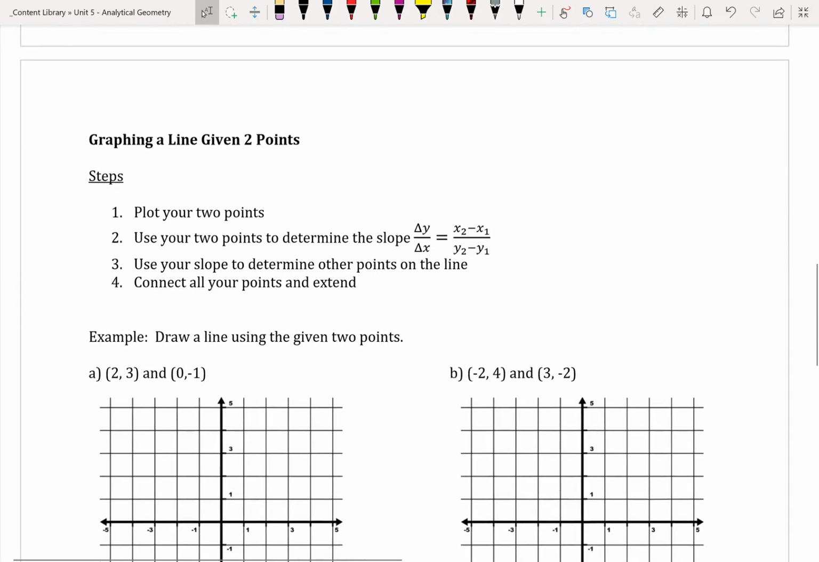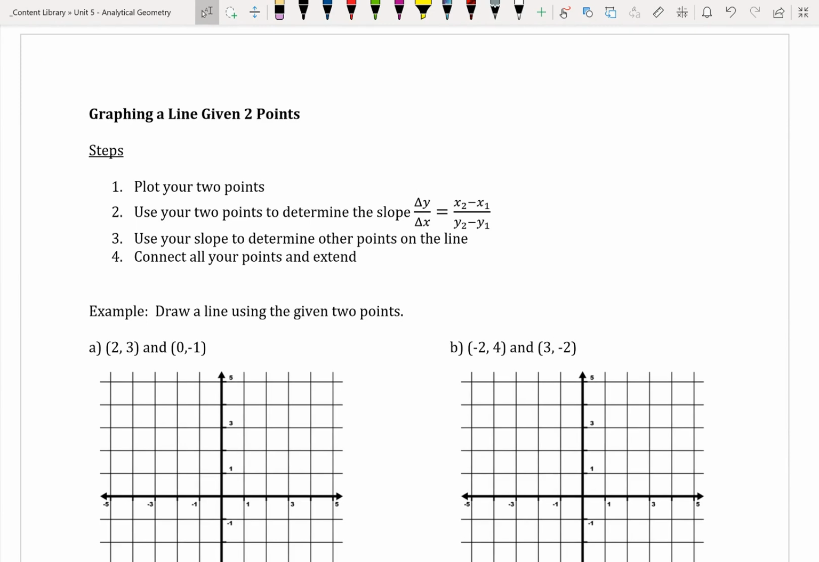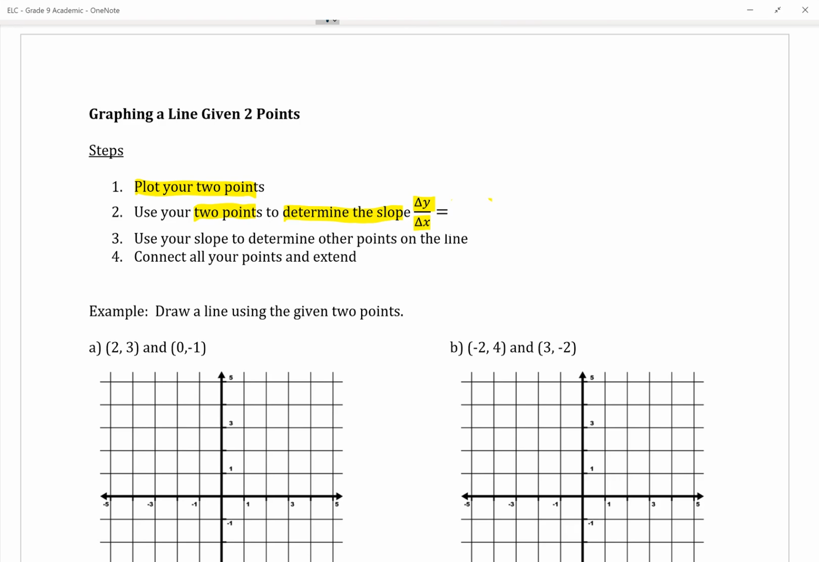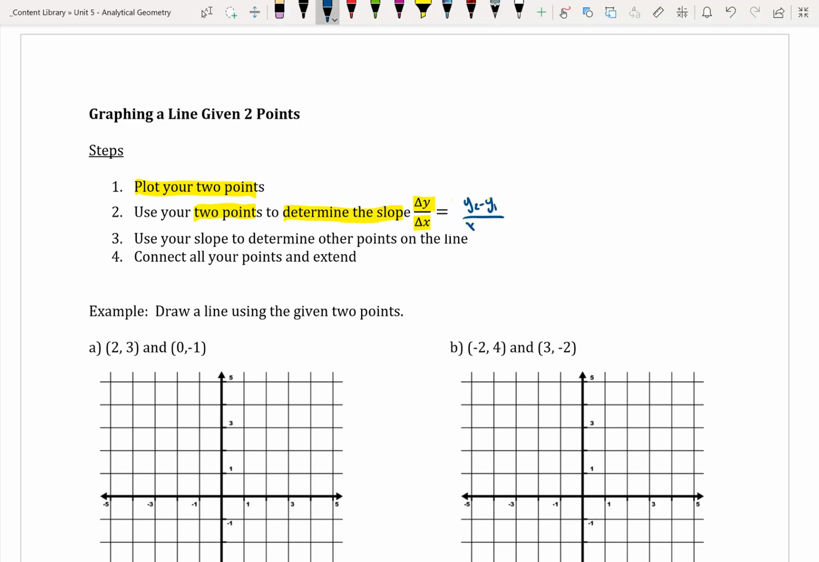Next example, we're graphing a line given 2 points. So this is very similar, except the only difference is we have one extra step. So our first step, we want to plot the 2 points that were given, and then the next step is to use these 2 points to determine the slope. So the change in y over the change in x, y2 minus y1 over x2 minus x1. Or we've talked about it as, again, rise over run.